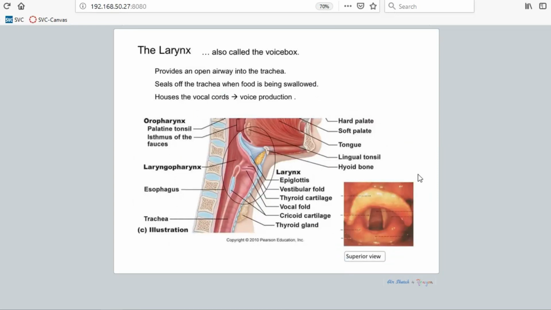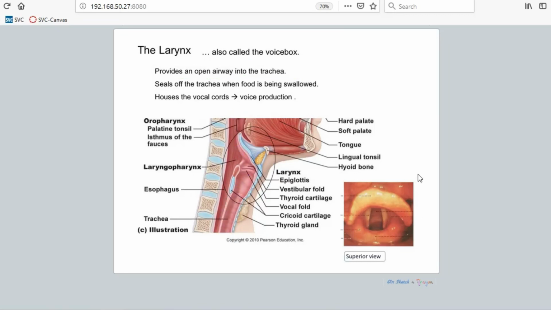All right, so now we go from the laryngopharynx into the larynx, which is this entire structure right there. And the larynx is also called the voice box. What does it do? Well, it provides an open airway into the trachea. This is the trachea right there, and so it's going to allow air to pass from the laryngopharynx through the larynx here and get down into the trachea, which is what we want.